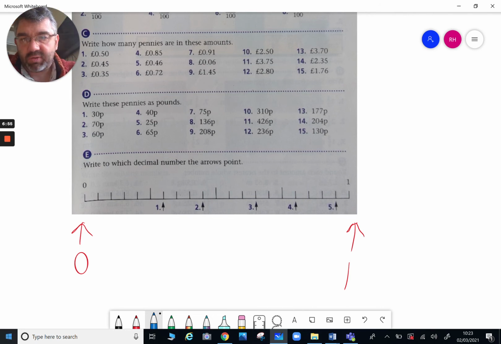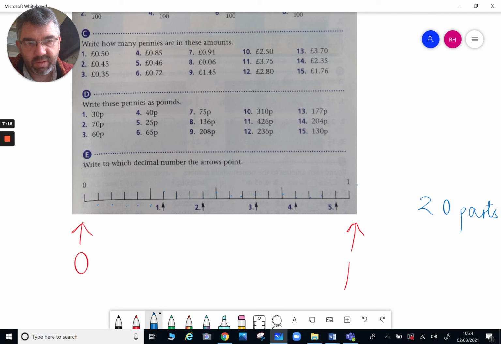Let's have a quick check. So we've got 1, 2, 3, 4, 5, 6, 7, 8, 9, 10. Excuse me, 11, 12, 13, 14, 15, 16, 17, 18, 19, 20. So our number line has been divided up into 20 parts. Okay, make a quick note of that for the moment.